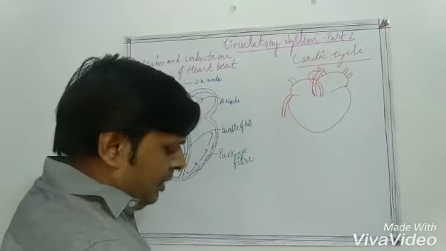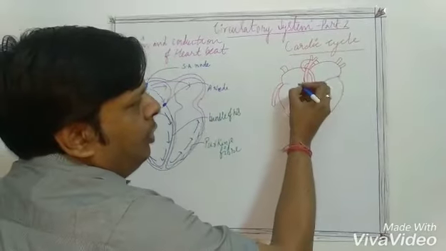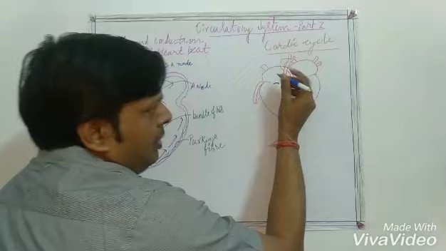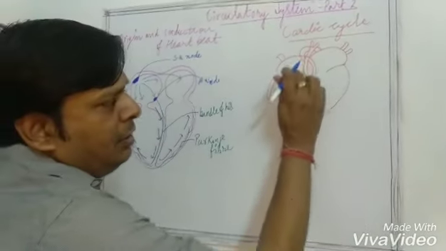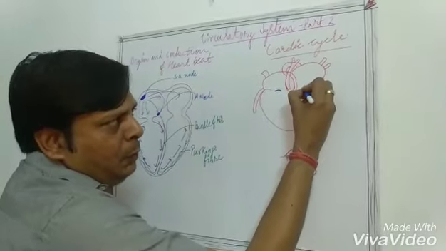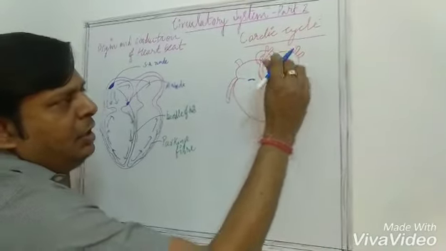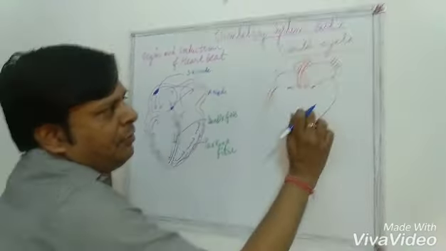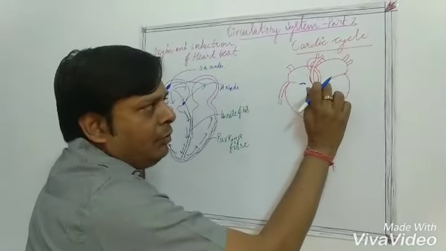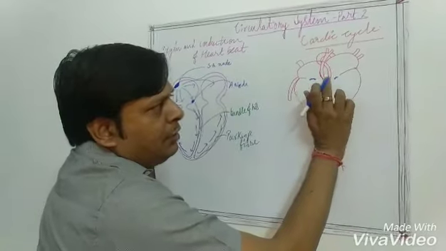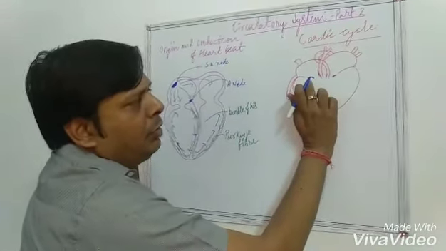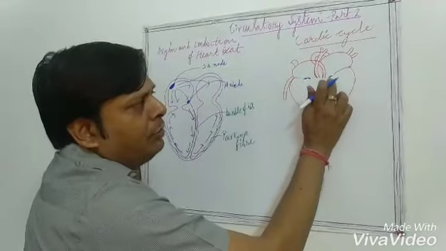Now in this heart there is a location of different valves. The valve located between the right auricle and right ventricle is the tricuspid valve. Another valve, located between the left auricle and left ventricle, is the bicuspid valve, also known as the mitral valve. The bicuspid and tricuspid valves are also known as atrioventricular or auriculoventricular valves.